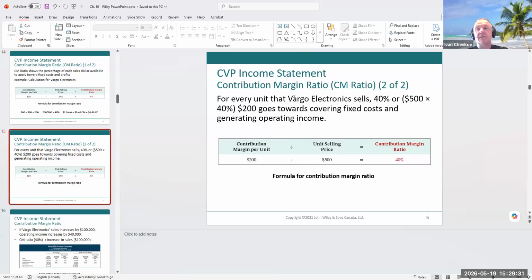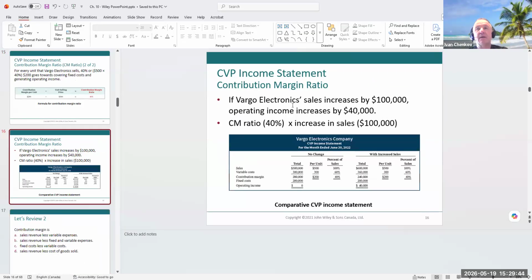That's with the percentage. So now, how are we going to calculate for the income statement? Again, the ratio. You're getting the contribution margin per 1 unit divided by the sales price. It's going to give you the ratio. Let's see how we're going to do this. If the company sales increase by $100,000, what's going to happen with operating income, knowing that contribution margin is 40%?